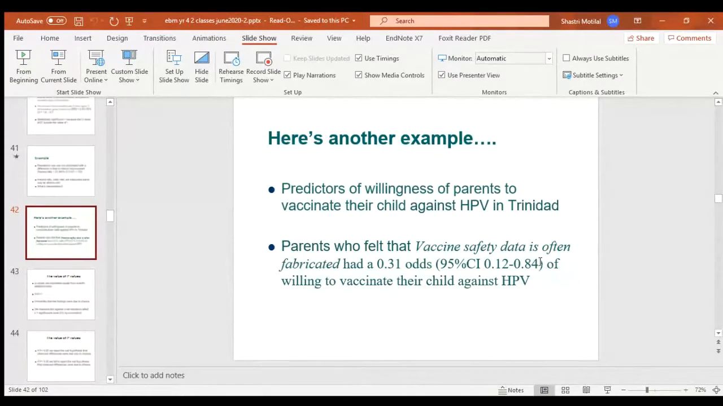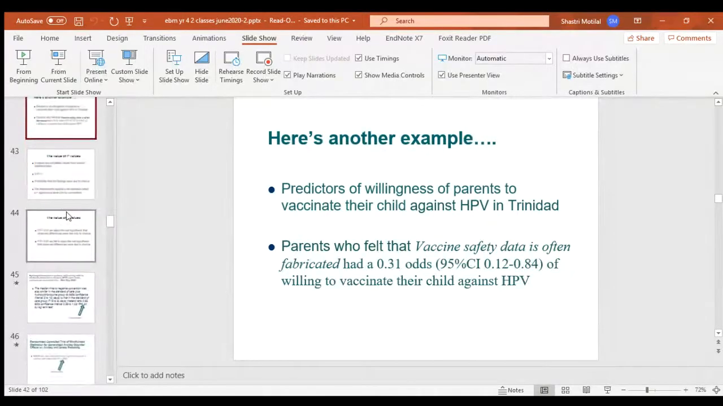The interpretation is easy. You look at the range. Is it an odds ratio? Yes, it's an odds ratio. You look at the range, 0.12 to 0.84, and ask, does it include the value 1? No, it does not include the value 1, therefore it is significant. You look at the odds, is it less than 1? Yes, it's a fraction, so people who have this factor do less of something, an inverse relationship. In this case, people who felt that vaccine safety data is fabricated, that the companies make it up, were actually less likely to be willing to give their children the vaccine. That's what it means, right? So that's another example for your interpretation, which you can note.